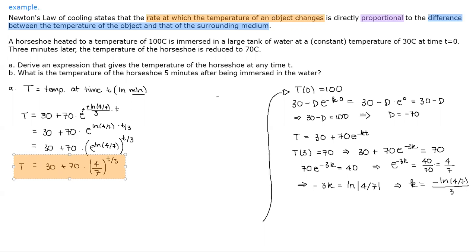Now, at this point, I have found the expression for the temperature as a function of time. That's question A. For B, they're just asking me to evaluate the temperature at a specific time, which is t equal to 5. And so I'm just going to have to plug in the time, 5 minutes, so t equal to 5, into the expression that I found for the temperature. So T of 5 is equal to 30 plus 70 times 4/7 to the power of 5/3.